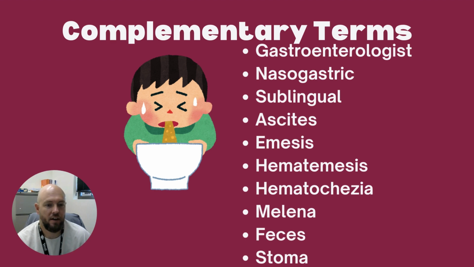Hematochezia is bloody stool. Melena is dark blood. Dark stool is related to blood in the stool. Feces is stool or poop. Stoma is a surgical opening.